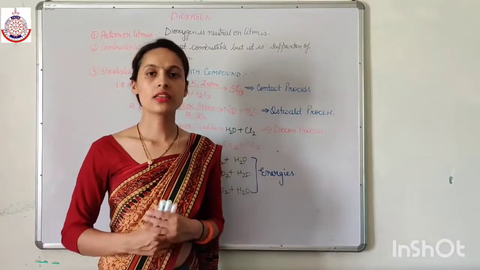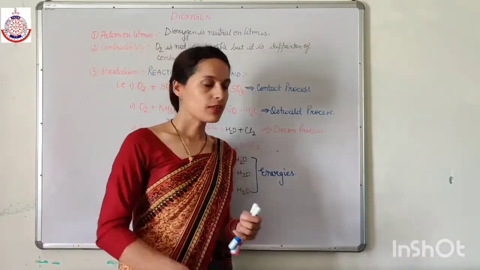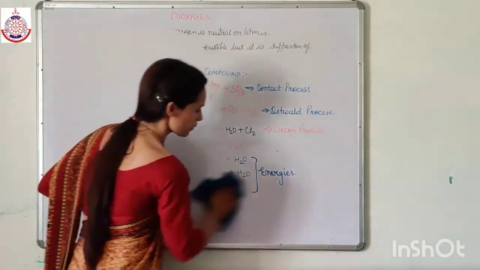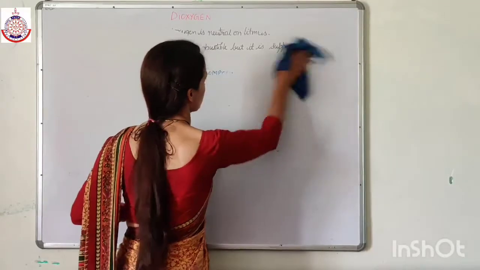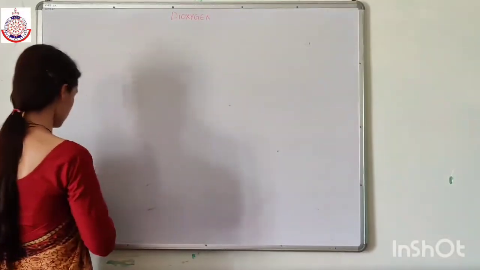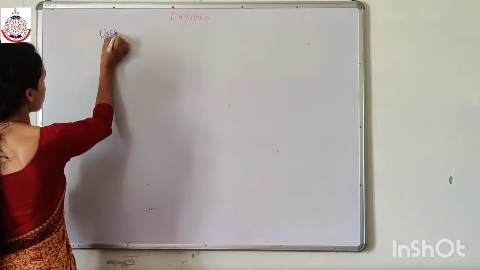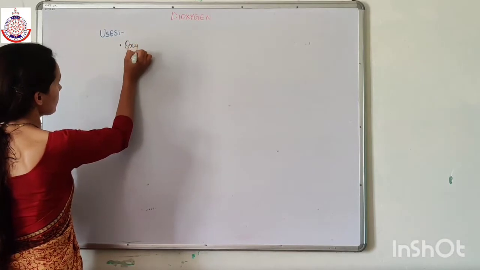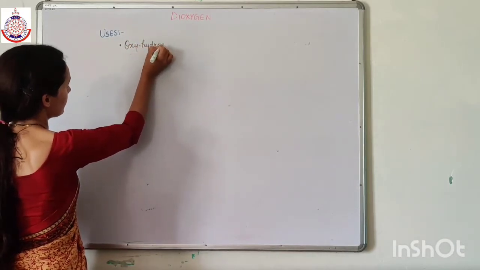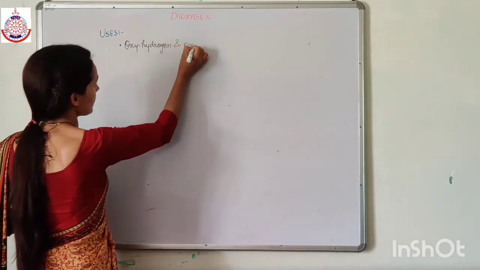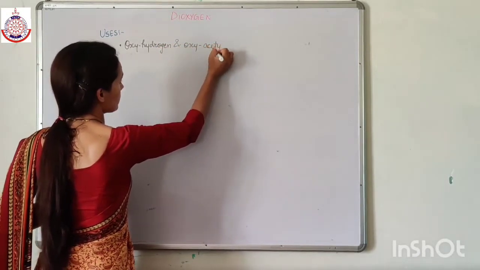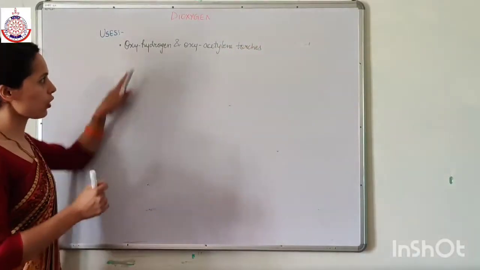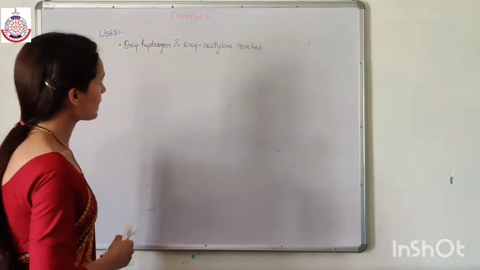Now we will study the uses of dioxygen. Now in uses, first of all, dioxygen is used in oxyhydrogen and oxyacetylene torches.